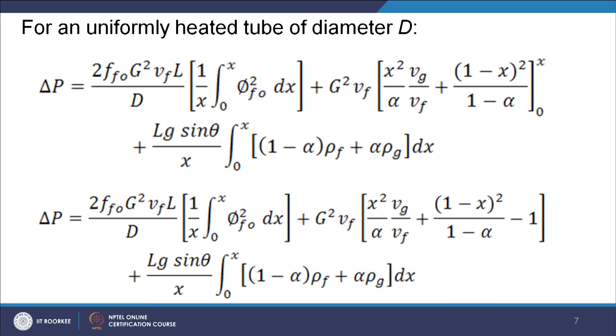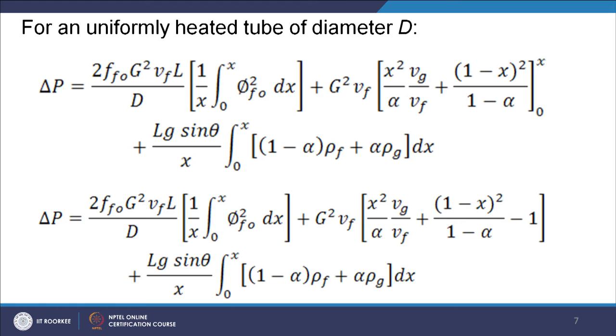Okay. So, this is the final expression for a uniformly heated tube of diameter d in case of the pressure drop. So, for pressure drop, you see we still have two integrations, okay, which we need to take care of. Now, how to take care of these integrations?